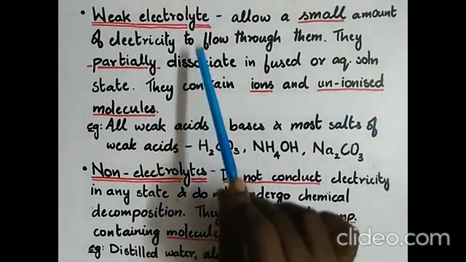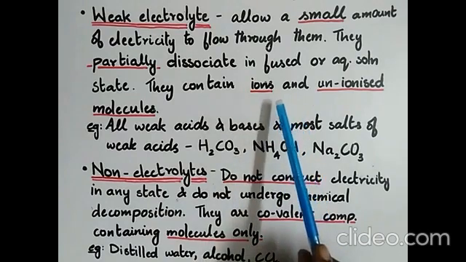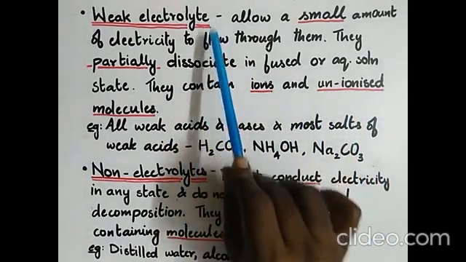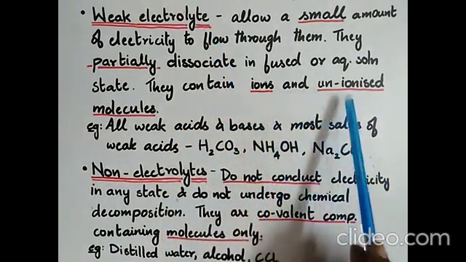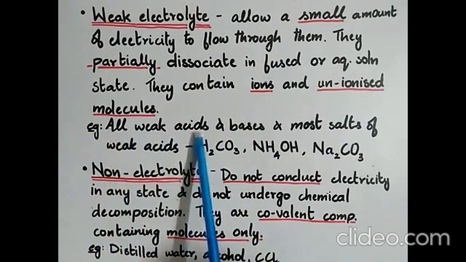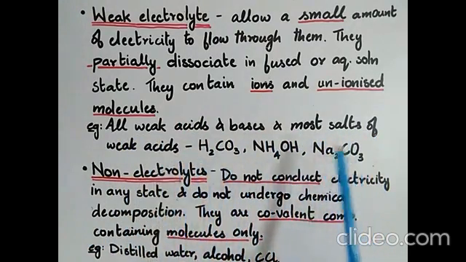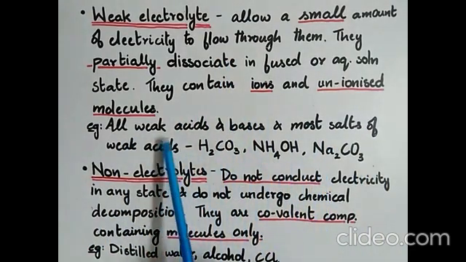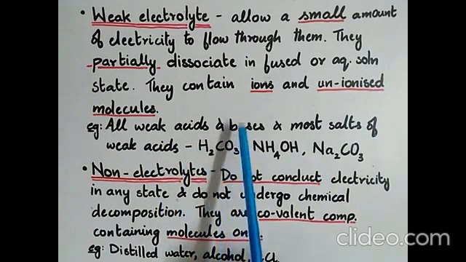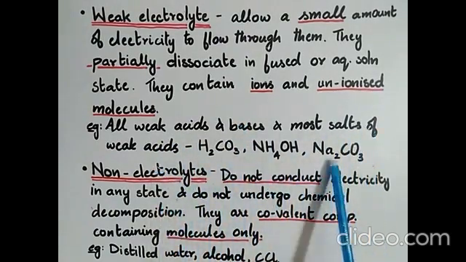That means not all the molecules get dissociated into ions. Some of it still remains as molecules, that's called unionized molecules. A solution of a weak electrolyte will have ions and unionized molecules in its solution. So all weak acids, weak bases and salts of weak acids are examples for weak electrolytes. So you know all the weak acids we have studied. One example here is carbonic acid, weak base, ammonium hydroxide, and a salt of a weak acid is sodium carbonate.